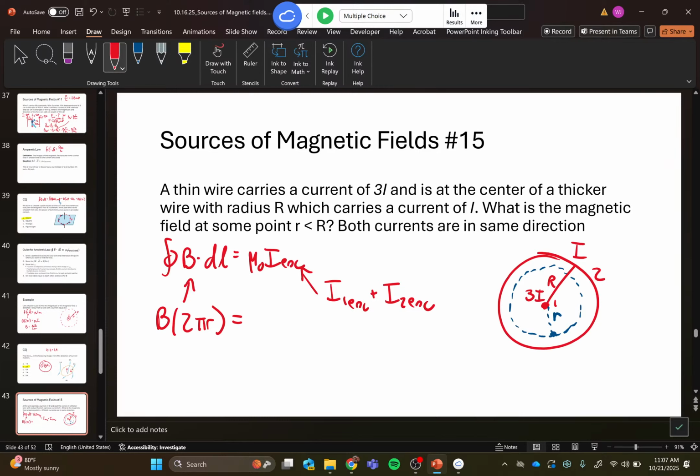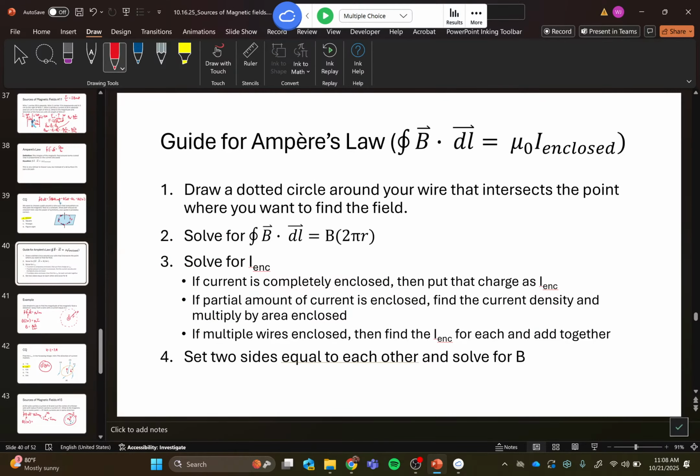Now, I1 is very easy. How much current is enclosed for this wire here? All of it. This tiny little wire is completely inside my circle. So that is easy. That is 3I. I2 enclosed, we do not have all of it. We do not have none of it. We have some of it. How do we find it? Remember, when we have some of it, find the current density and multiply by the current area enclosed.